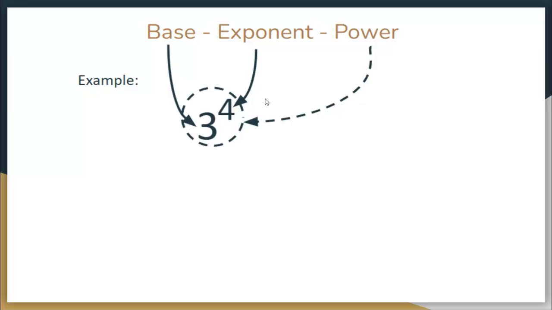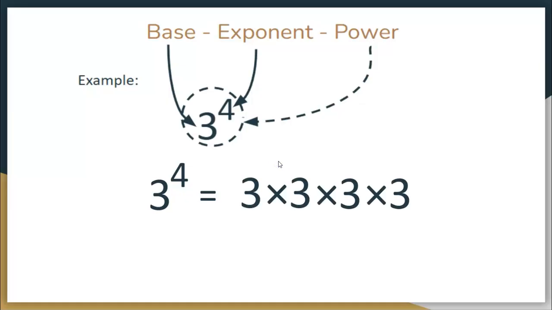Base, exponent, power. Now, the only thing I want to show is that the 3 is the base and the 4 is the exponent. So many people think 4 is a power. No, 4 is the exponent. Together, these base and exponent form a power. So this is 3 to the exponent 4, which by definition means you're going to multiply 3 by itself 4 times. Gives you 81 if you wanted to work it out.